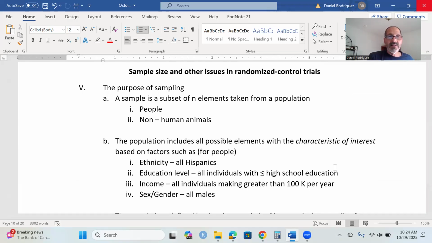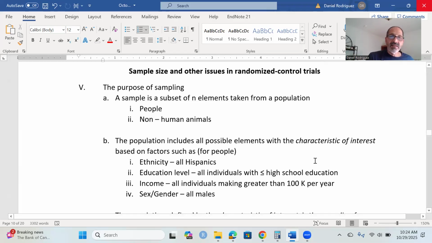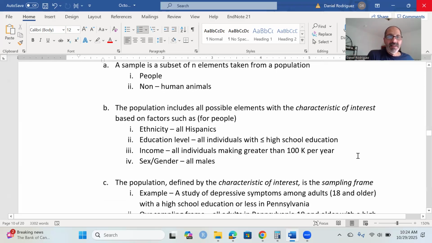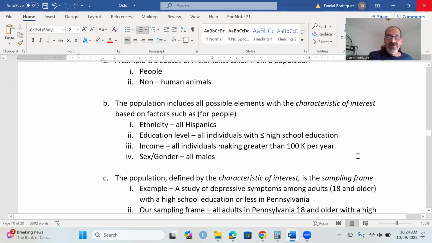We have to determine the best sample size possible for our studies. That's a big issue. So let's just do some review here. The purpose of sampling: the sample is a subset of elements taken from the population. Could be people, non-human animals, or whatever. It could be widgets. The population includes all possible elements with a characteristic of interest based on whatever factors one is interested in.